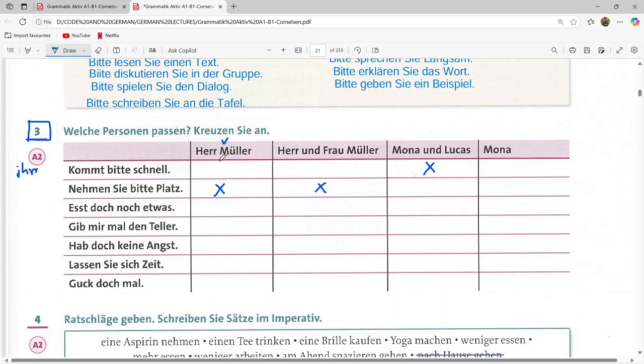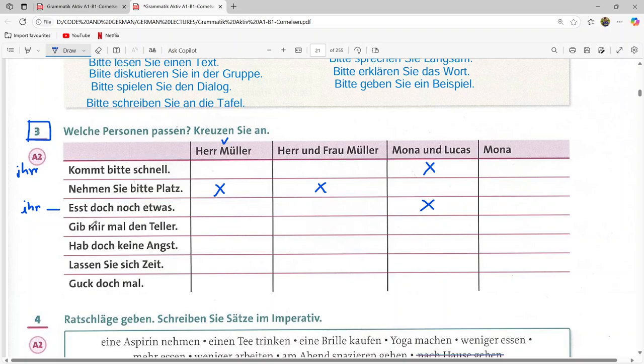Okay. The next one is esst doch noch etwas. Okay, like eat something please. So this verb is essen, and here the verb is also in the ihr form. So it is representing two persons, more than one person. So it is an ihr form. So it should match with this sentence.